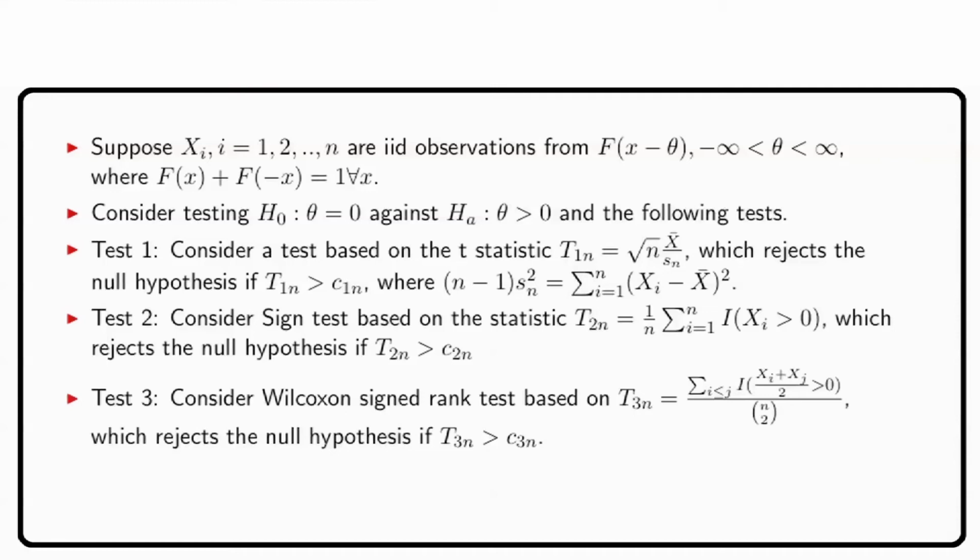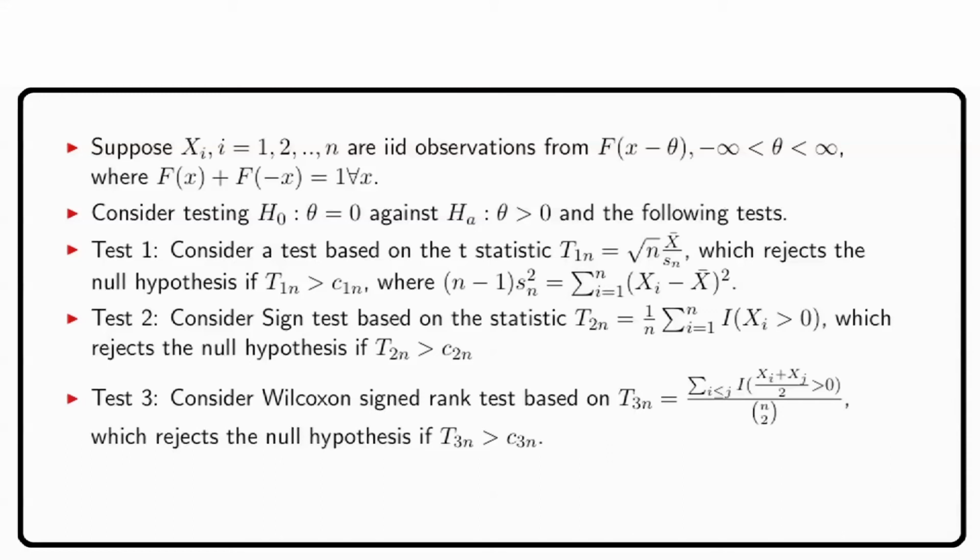Now, for this testing problem, we have three types of tests. One is based on T1n equal to root n X bar by Sn, which rejects the null hypothesis that theta is equal to 0 against theta greater than 0 when T1n is greater than C1n, where (n minus 1) Sn square is equal to summation Xi minus X bar whole square, and X bar is the sample mean.